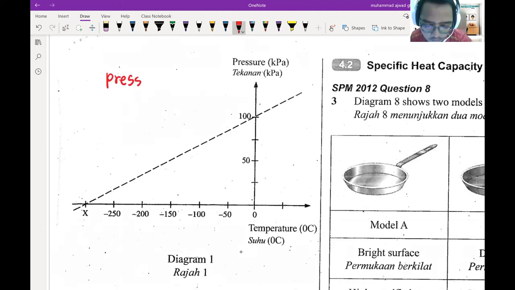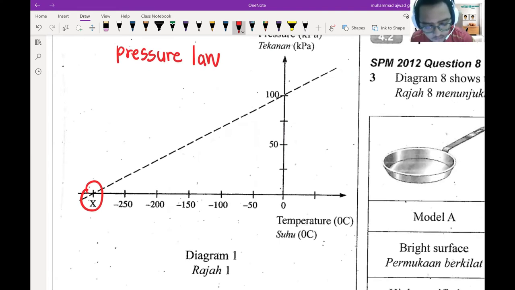Rasa-rasa berapa nilai X tu? Berapa nilai X tu? Negatif 300... 273. Okay, negatif 273. Sepatutnya lah yang betulnya. Yang tepatnya negatif 273. Itu yang tepat lah. Tapi kalau ikut graf dia ni macam 300. Tapi negatif 273 is the temperature where the pressure is zero. Maksudnya dekat temperature negatif 273, pressure ni zero.